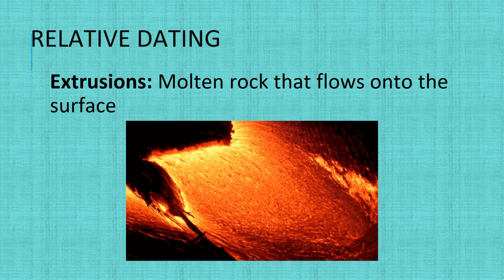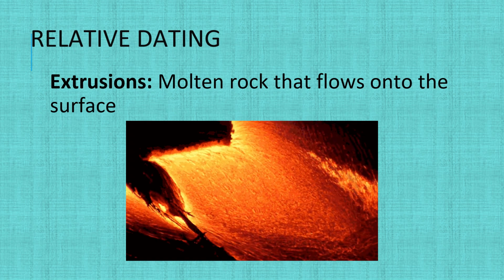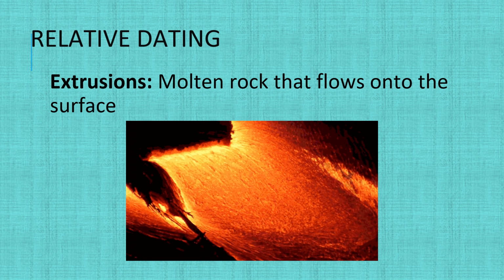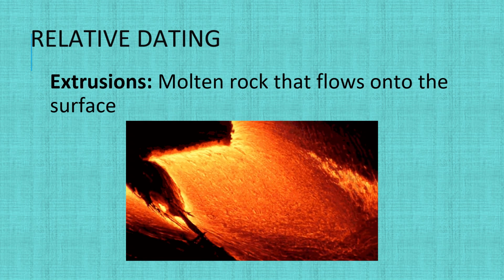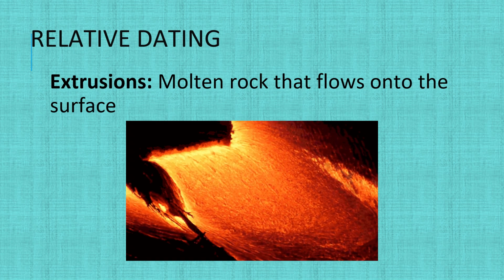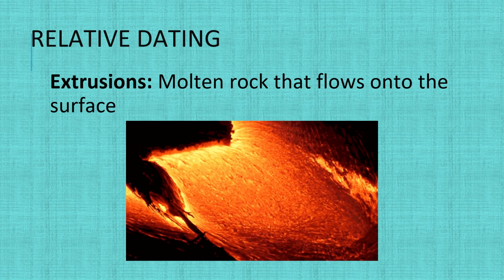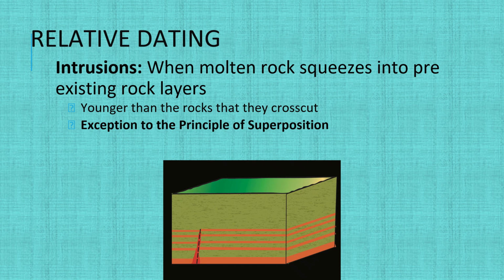Okay, some important things to know with igneous rocks and relative dating. So an extrusion is molten rock that has flowed onto the surface, and it's going to provide another flat layer in the same way that sedimentary rocks will. However, an intrusion, and we've got an animation here, is when rock squeezes into pre-existing layers. So an intrusion is going to be younger than the rock layers that it cross-cuts. And it is an exception to the principle of superposition.